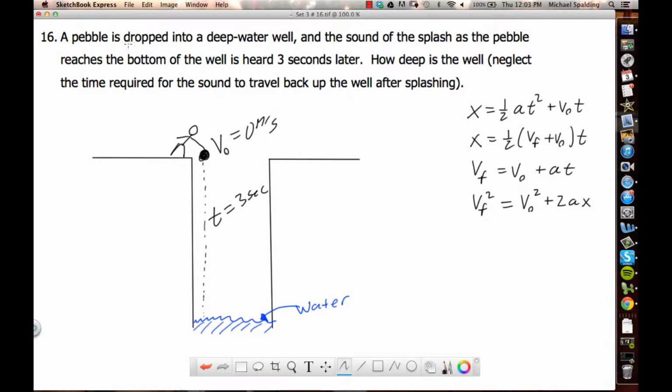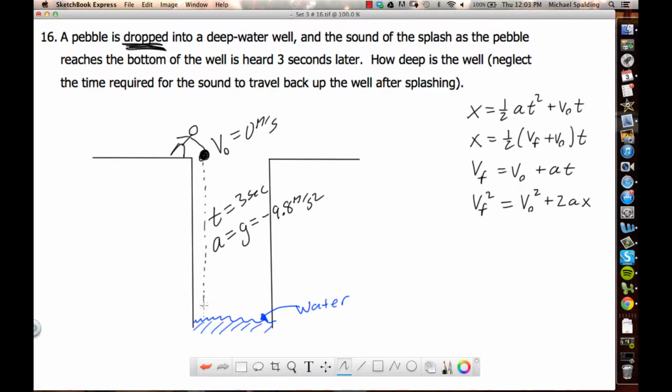Now look, it says right here, a pebble is dropped. If you drop something, what's the starting velocity? If you take something and just drop it, as opposed to throw it, what's the initial velocity? 0. Okay, what's the other thing we know? The acceleration. As this pebble falls towards the water, the acceleration is equal to gravity, which is equal to negative 9.8 meter per second squared.